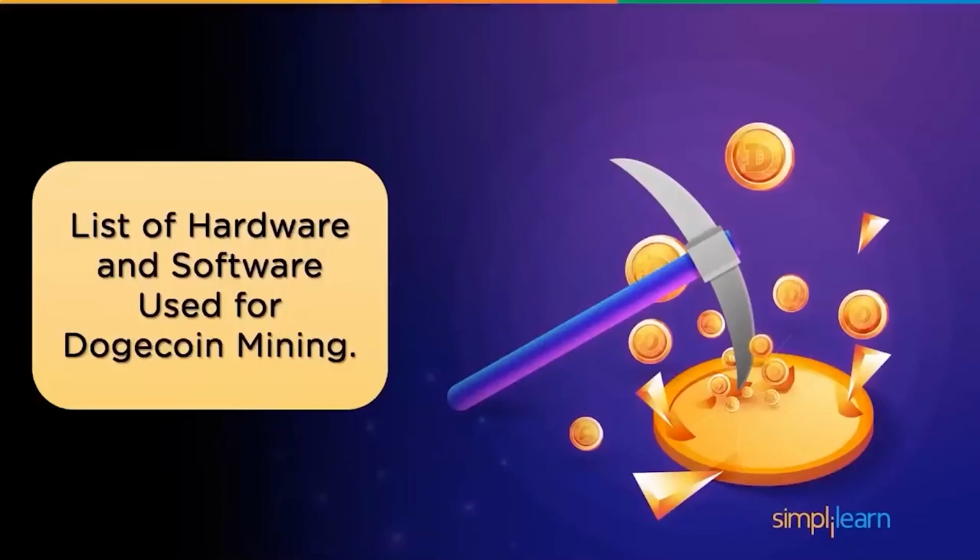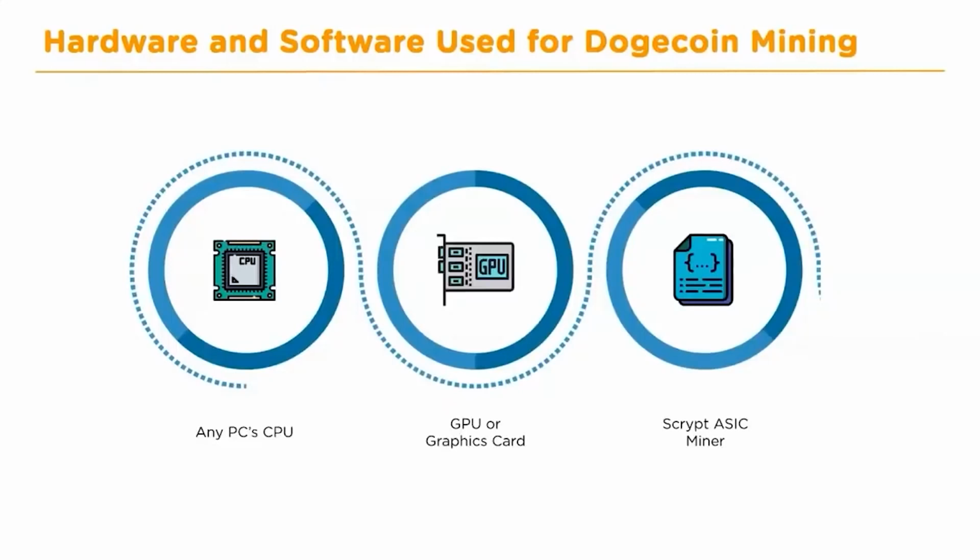Which hardware and software can we use for Dogecoin mining? You will need your PC's CPU, which should be powerful enough to mine Dogecoin. A GPU or graphics card can also be used for mining Dogecoin. For example, Sapphire Pulse Radeon RX 580, Asus RX Vega 64, and many more. Scrypt-based ASIC miners are programmed to mine Scrypt-based cryptocurrencies like Dogecoin, like Bitmain Antminer L3, BWL21 Scrypt miner, etc.